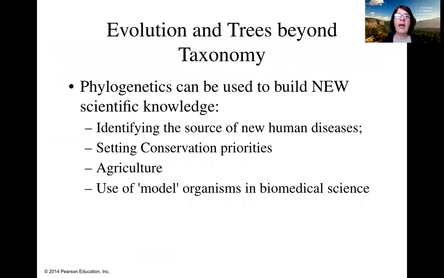So, as I said, identifying the source of new human diseases is one way phylogeny is useful. In addition to using phylogenies just to classify organisms for taxonomy, it is very useful to identify the source of new human diseases. It is being used to set conservation priorities. It's used in agriculture. It is also used to select model organisms in biomedical science.